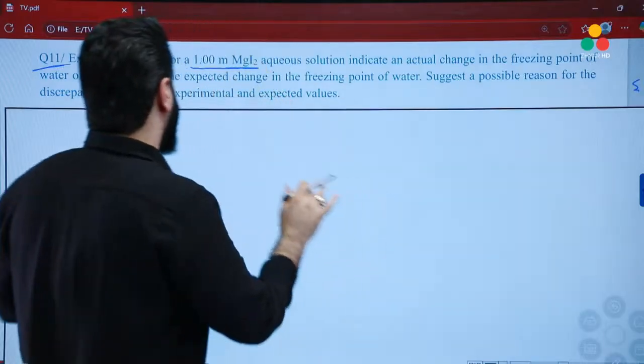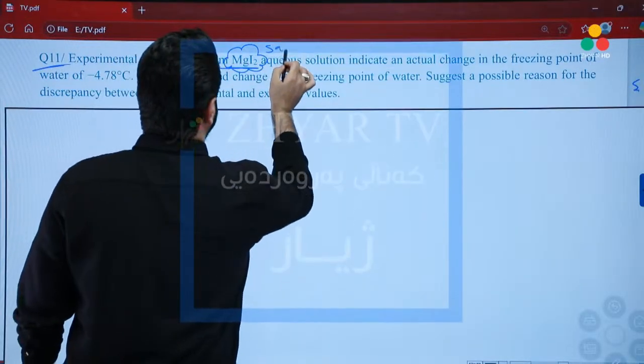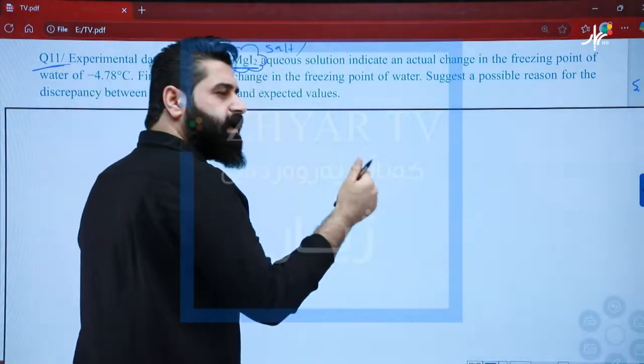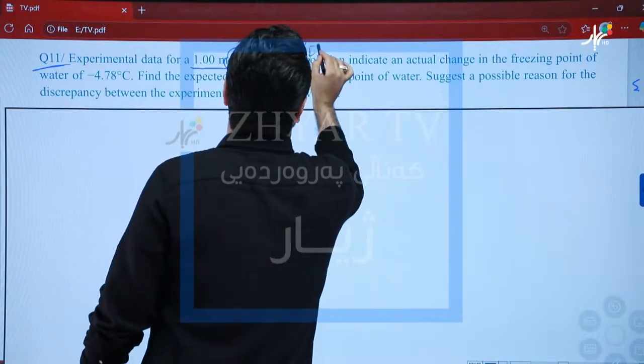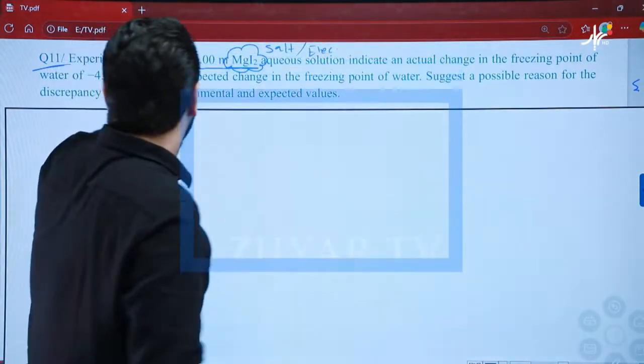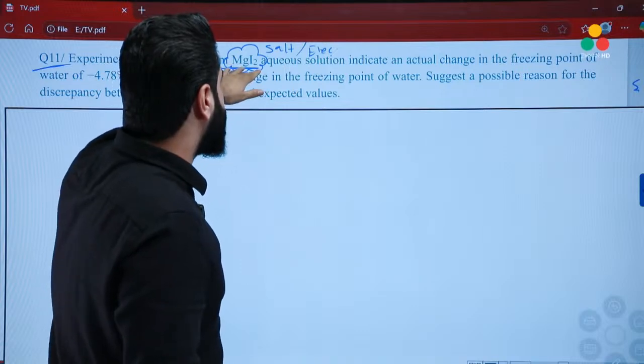Be careful. First of all, what is MgI2? MgI2 is a salt. Salts are electrolyte or non-electrolyte? Remember? Electrolytes. Great. They're electrolyte. So we have a 1 molar aqueous solution of MgI2, magnesium iodide.